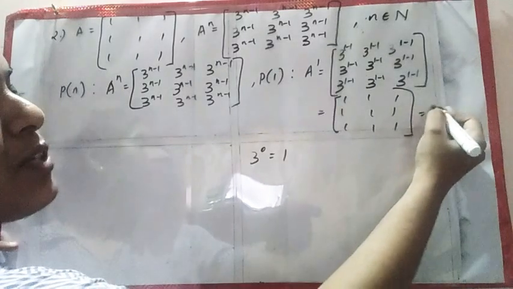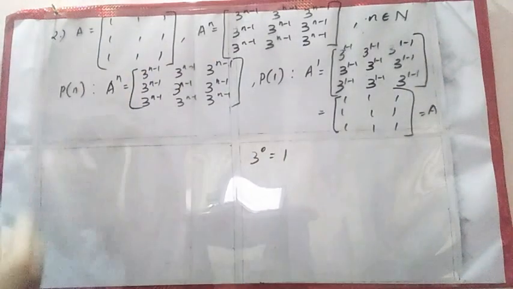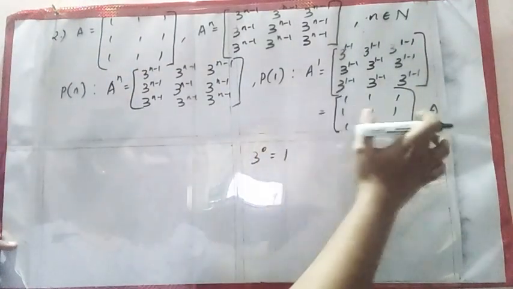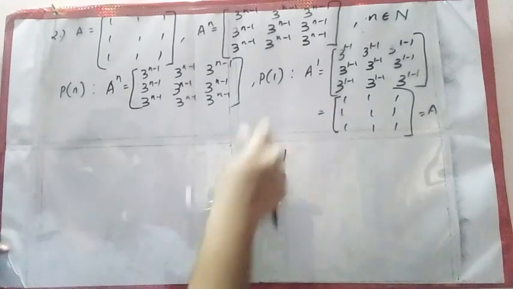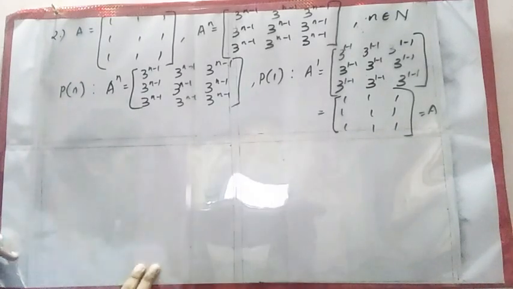We know that it is equal to the matrix A. So hence we get A raised to 1 is equal to A. So the statement P1 is proved. So now we have proved the result. The statement P1 is true.